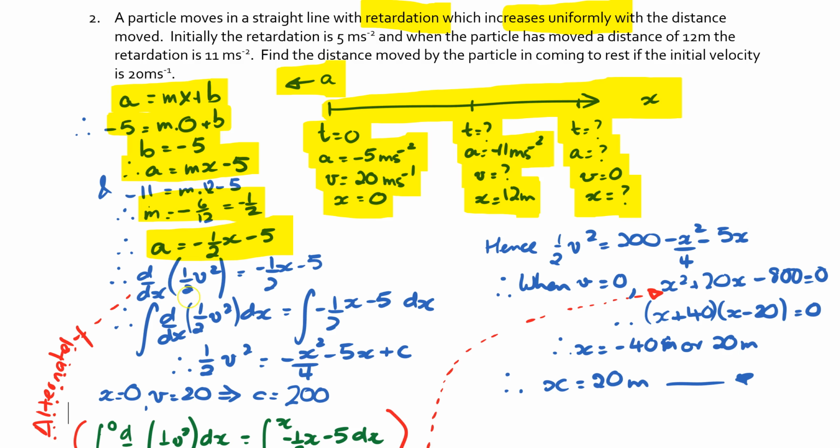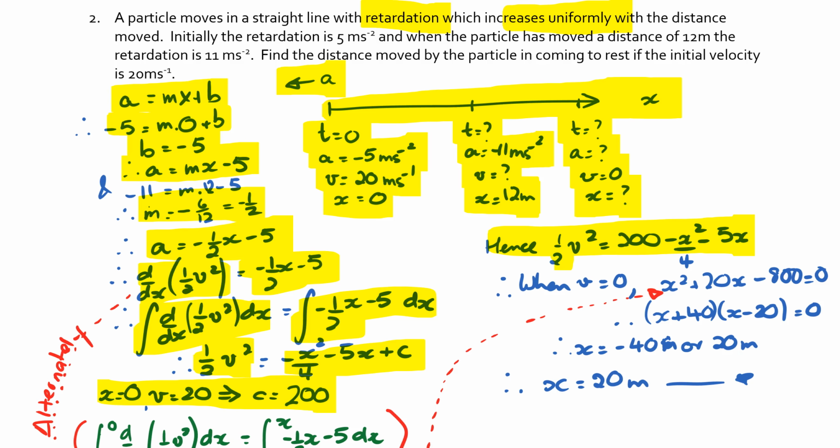Now, because we've got acceleration in terms of displacement, we can then use d/dx of a half v squared equals minus a half x minus 5. If I then integrate both sides with respect to x, then I've got that. The integral of this side will give us our half v squared over here. Stock integral, I get that. I can find my constant of integration because when x equals 0, v equals 20, so I can find c. Therefore, I can get my equation for a half v squared.